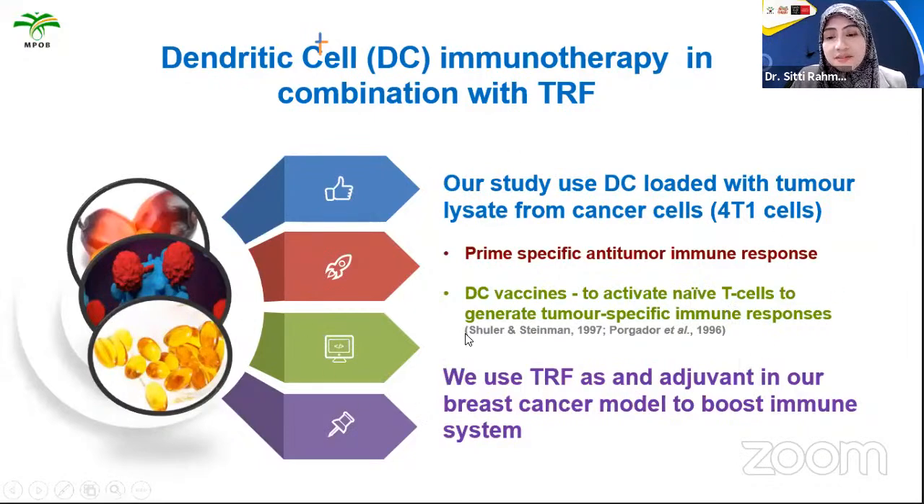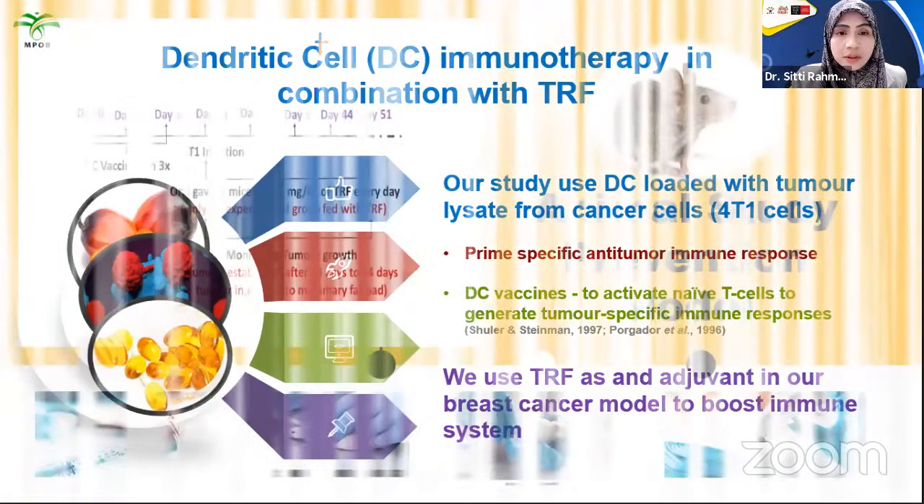So DC activate the naive T cell, which is one of our immune cells in the body, and they try to generate the specific immune response of the body. We use TRF, which is palm tocotrienol, as an adjuvant in our breast cancer model to boost the immune system of the body.